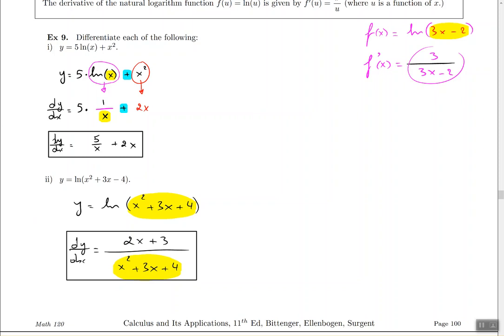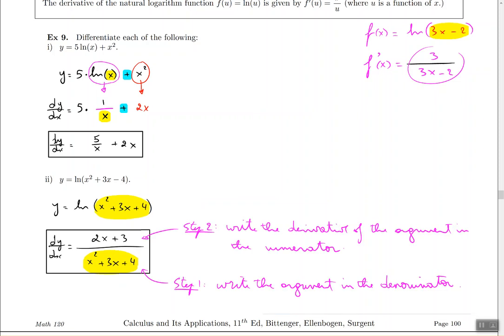It's not that difficult. Okay, so again, remember 2 steps. Step 1 is to write the argument in the denominator, and step number 2 is to write the derivative of the argument in the numerator. And by doing that, you would be getting the derivative of that whole ln of so on and so forth. Okay, so that's how you get the derivative.